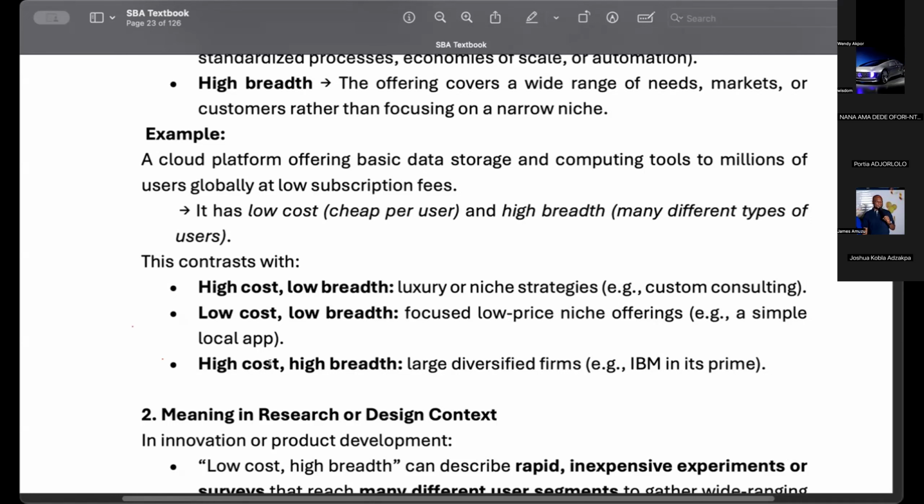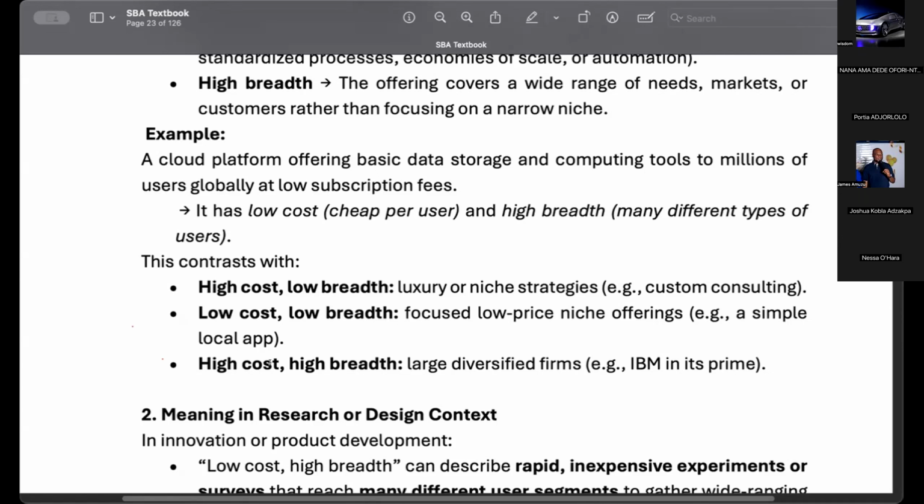They have got high cost, high breadth. Large diversified firms like IBM, you see that in them a lot. Large cost and high breadth. And even sometimes you can apply this to your own company. For this particular sector, are you high cost, high breadth, or high cost, low breadth? Or are you low cost, low breadth?